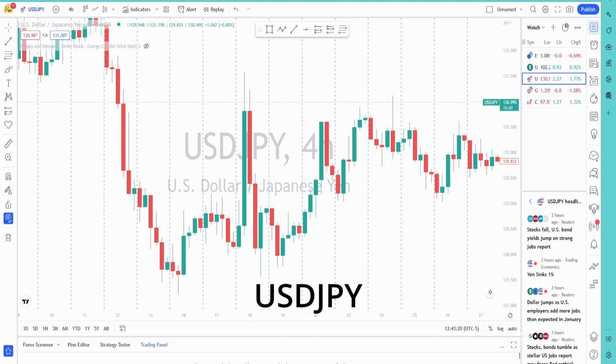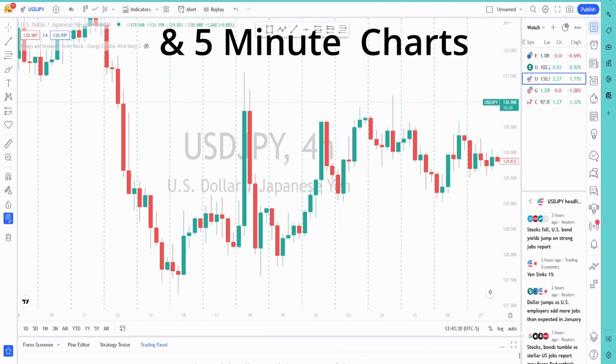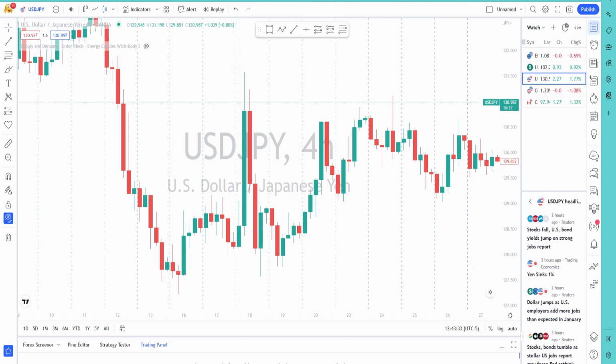You can see we're on the USD JPY 4-hour chart. This is where we're going to be looking for our setups, and we're going to be taking entry on the 5-minute chart. Of course, it's easy to do this after the fact because price has already happened, but the more that you see this, the better you'll become at it. Now, I'm also going to discuss something that I'm planning to do near the end of the video, so stick around for that.